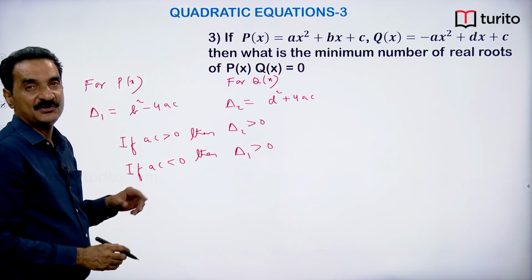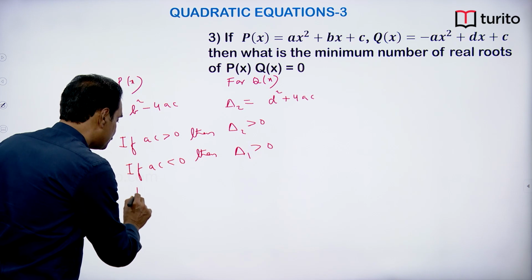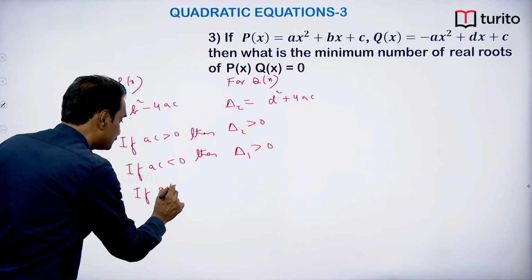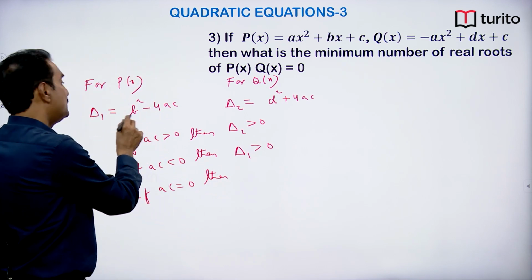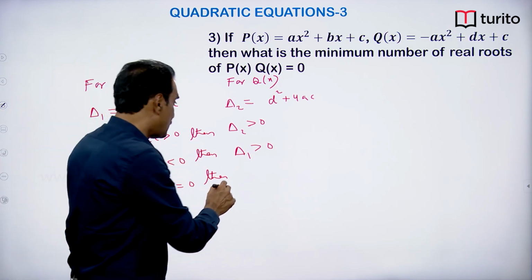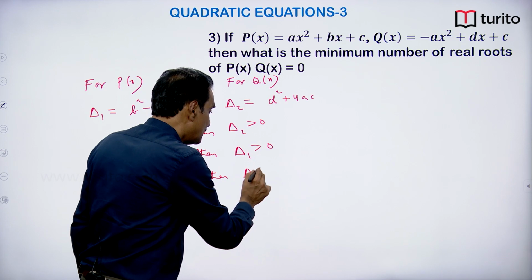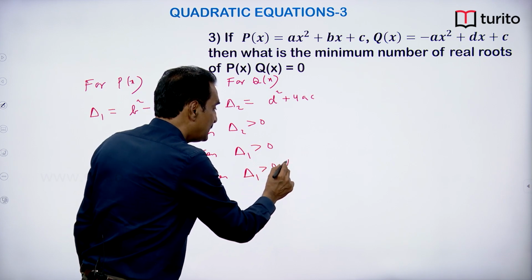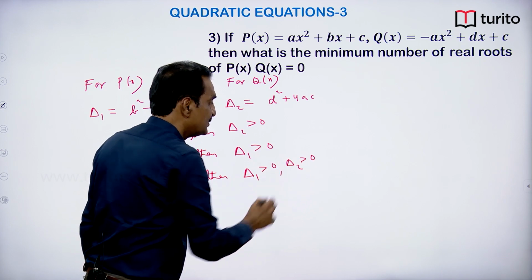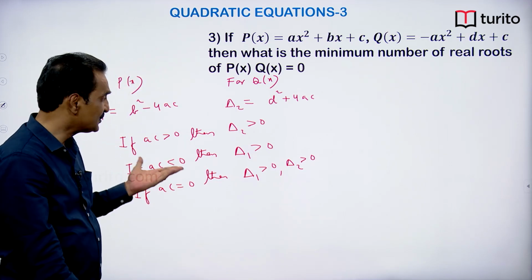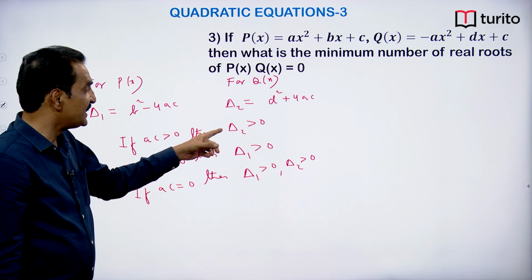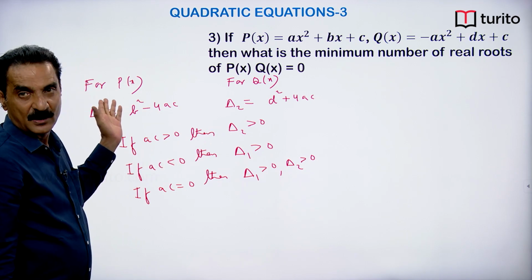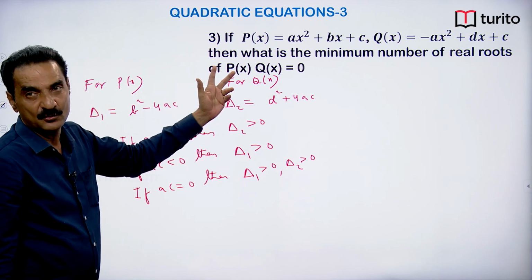If AC is equal to 0, then this is positive, this is positive, delta 1 is greater than 0, delta 2 is greater than 0. So, what can you say? In this case, we can't tell anything about p of x, but q of x is equal to 0 will have two real roots.